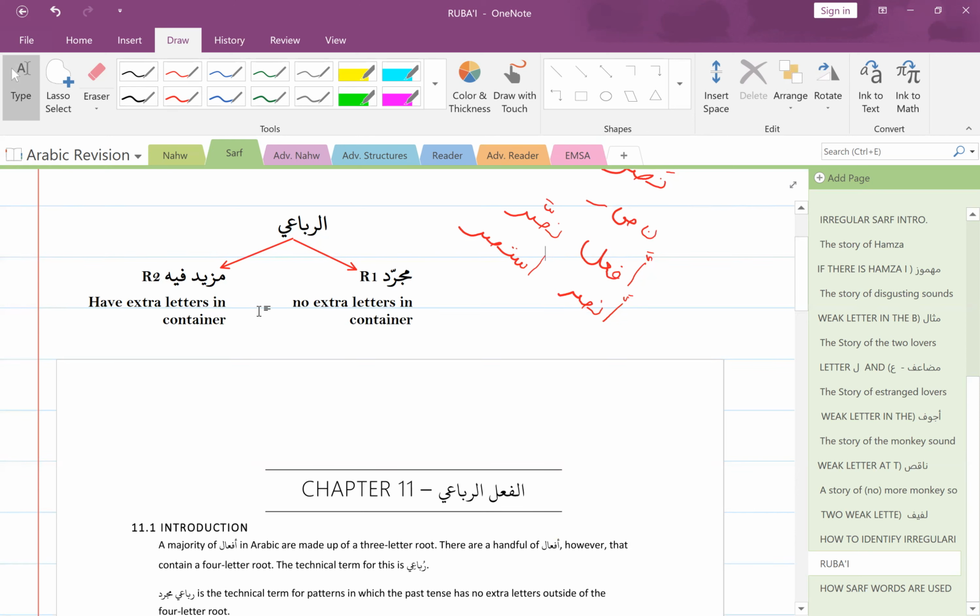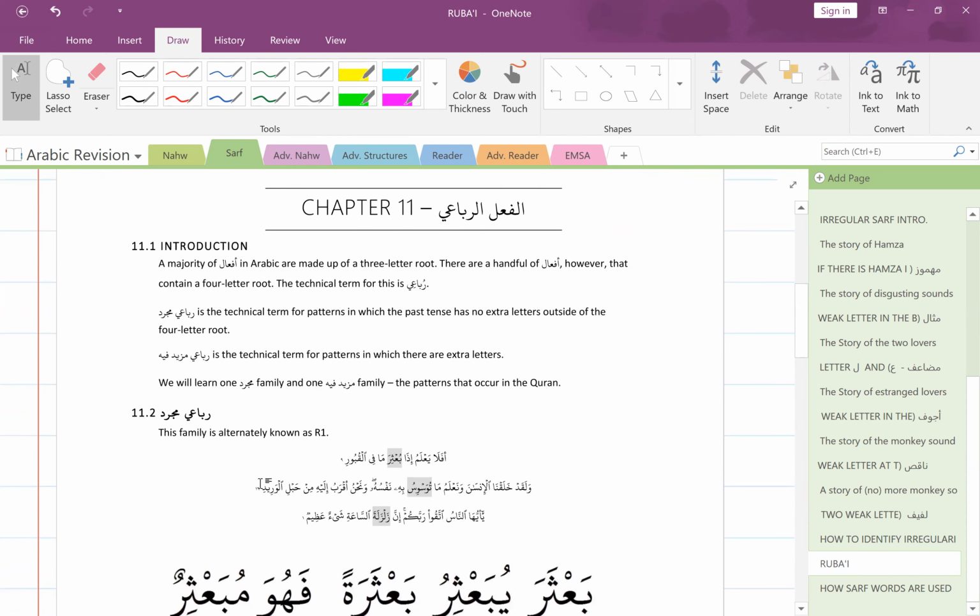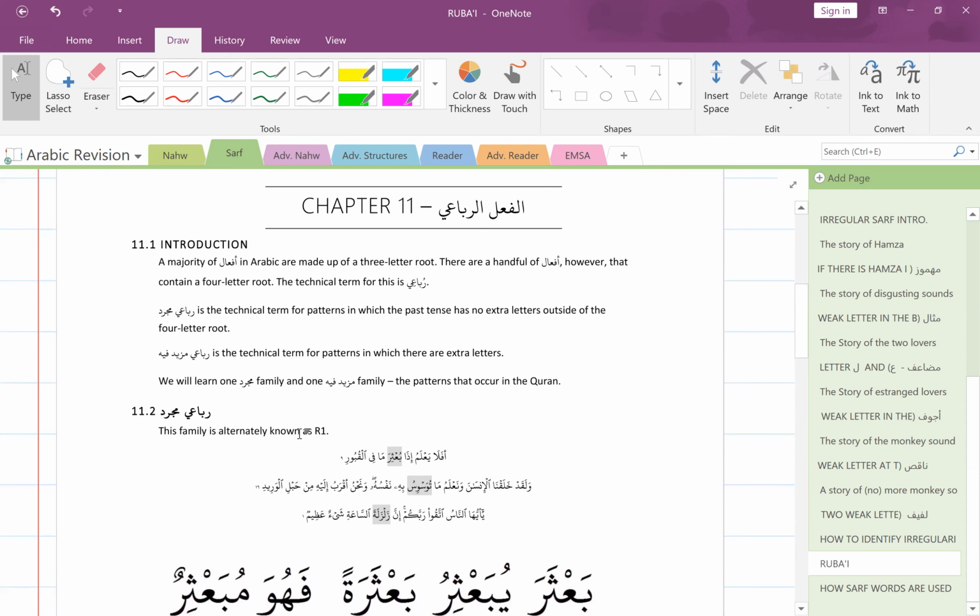And the way we denote these two is, that's how you label them. For example, the other families, we label them Form 1, Form 2, Form 3, and so on and so forth. With Rubaa'ii, Mujarrad, we're going to call it R1, and Rubaa'ii Mazid Fihi, we're going to call it R2. That's basically it. That's all you need to know about Rubaa'ii. So let's look at what the textbook says as far as this is concerned.